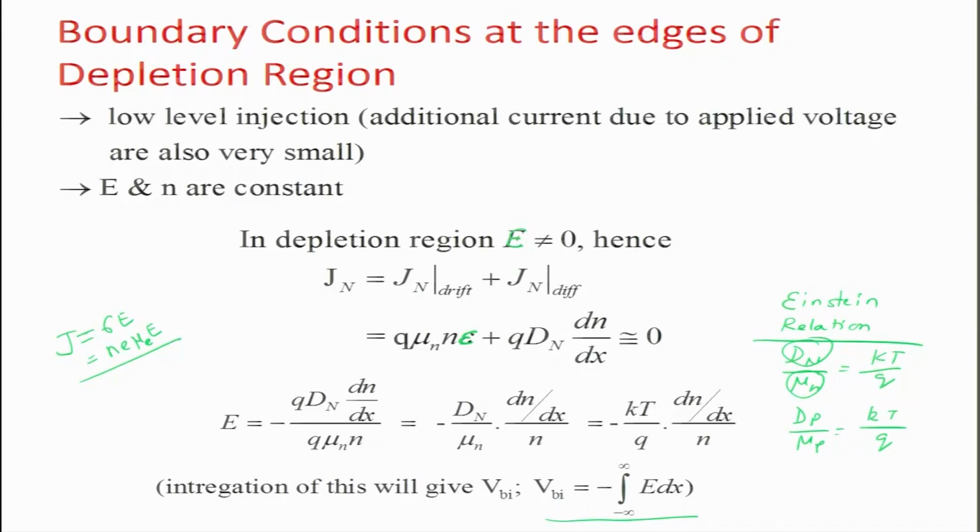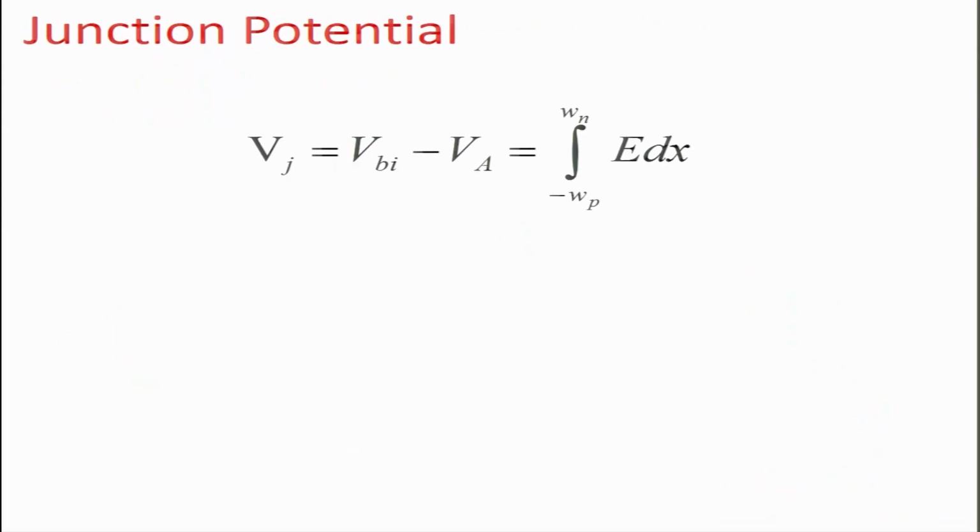Now, this built-in potential is nothing but the junction potential at equilibrium. When you apply bias, this junction potential is going to get modified. So, this junction potential will become VBI minus VA or VBI plus VA. Let us not worry about the sign right now, we just write it as VBI minus VA. So, if I apply the bias and calculate the junction potential, it becomes VBI minus VA, which is minus the integral from minus Wp to plus Wn of E dx.